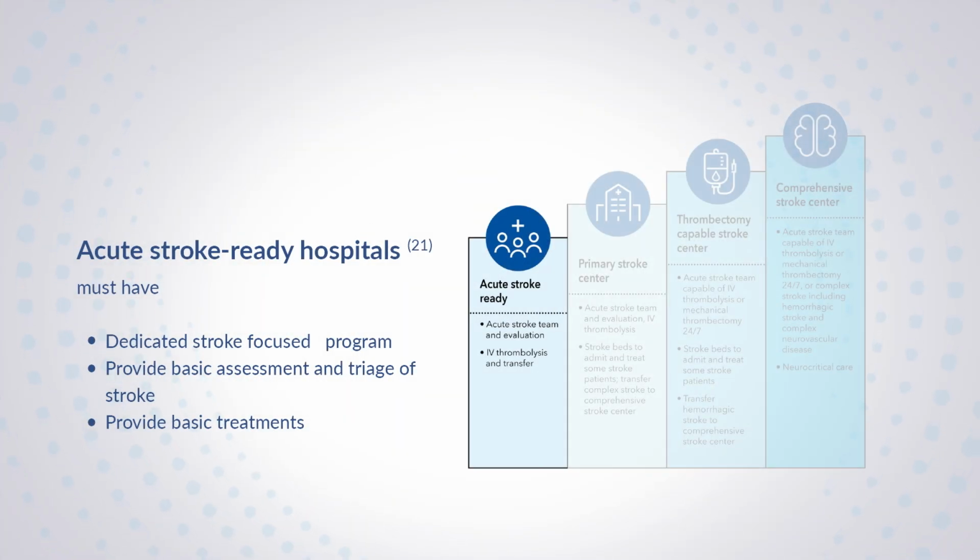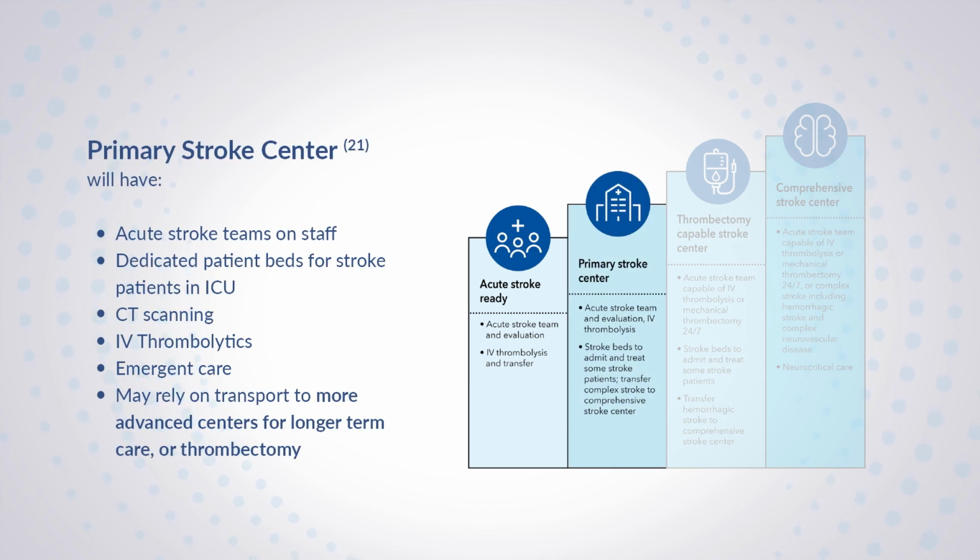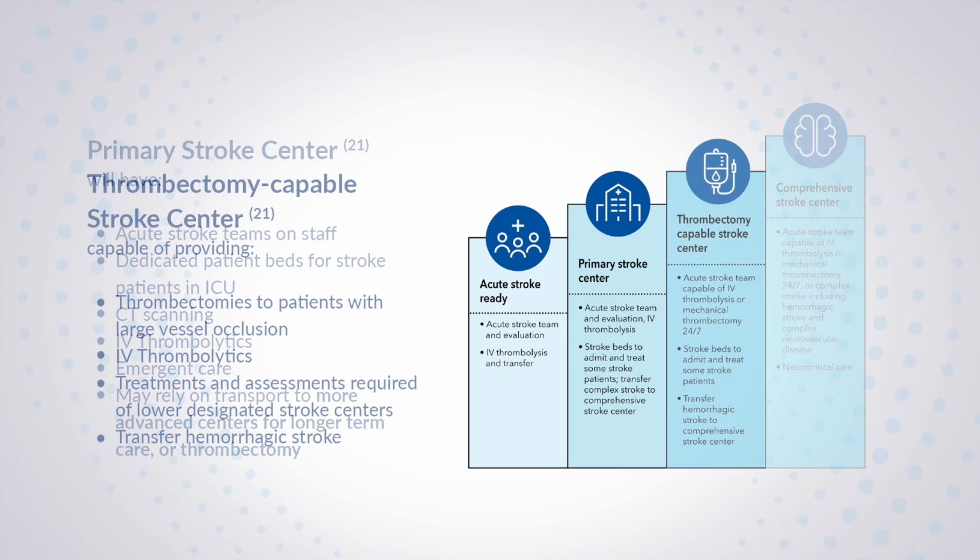Acute stroke-ready hospitals must have a dedicated stroke-focused program, provide basic assessment and triage of stroke, and provide basic treatments. ASRHs are the lowest level of skill required to be considered a stroke center. Primary stroke centers will have an acute stroke team on staff, as well as dedicated patient beds for stroke patients in the ICU. They'll provide CT scanning, thrombolytics, and emergent care, and may rely on transport to more advanced centers for longer-term care or thrombectomy.